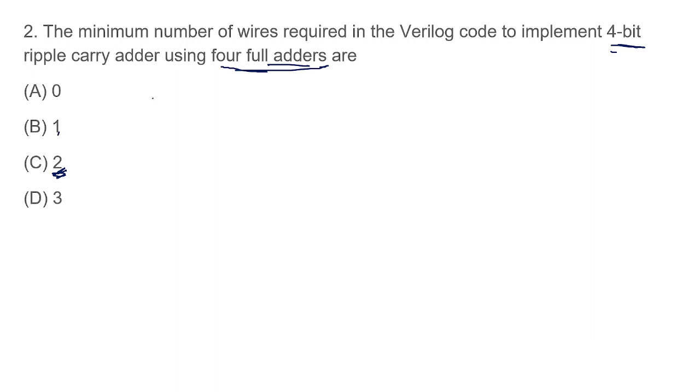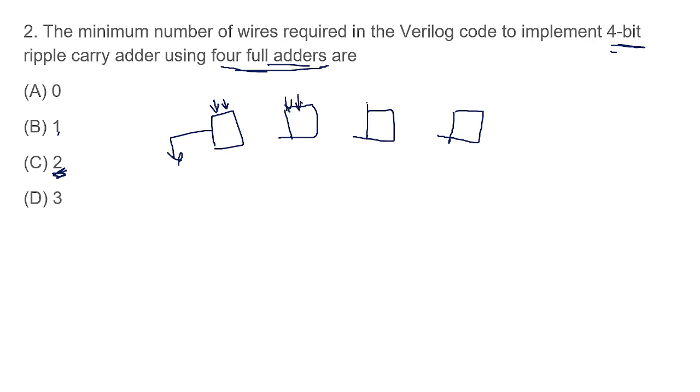So for propagating the carry, I need the wire. I have to define it as a wire. So I will be having 4 full adders. For this, do I need any other gates in the 4-bit adder other than the full adder circuits?